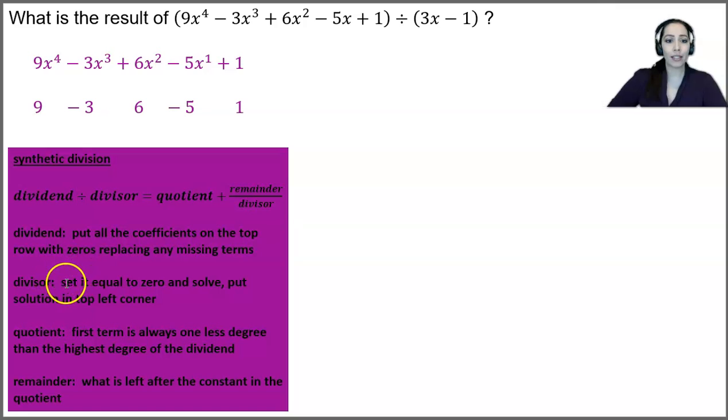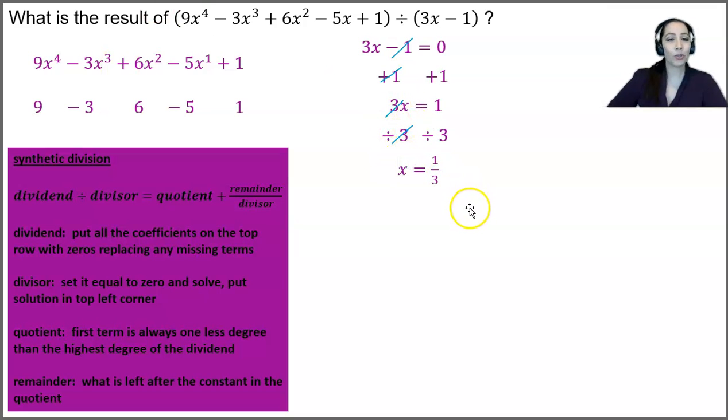Now to look at the divisor, we have to set it equal to 0 and solve, and put the solution in the top left corner. So we have 3x minus 1. We set it equal to 0, and we're going to solve. First thing we'll do is add 1 to each side. When we do that, the 1's will cancel out on the left. Then we have 3x equals 1. Then we would divide by 3 on each side. The 3's would cancel on the left, and we would end up getting x equals 1/3.